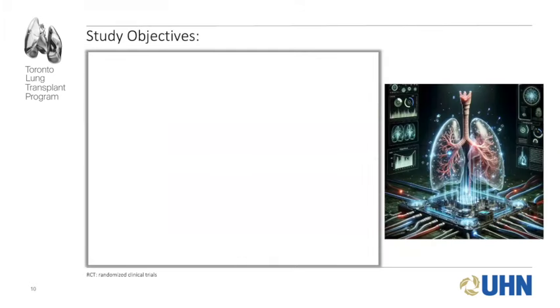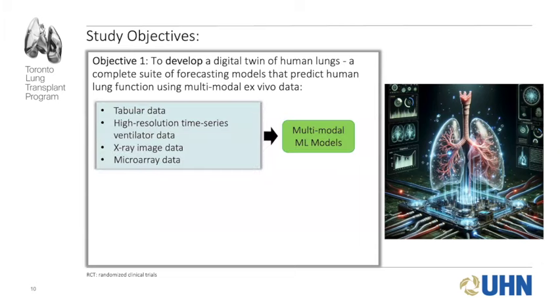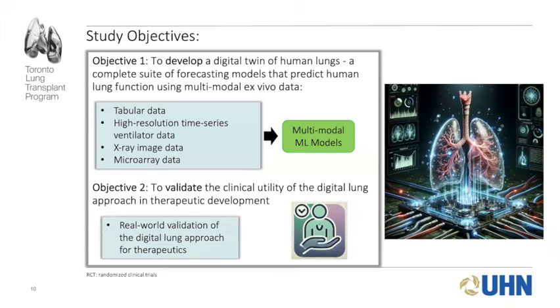So having said that, the first objective of our study is to develop a digital twin of a human lung, which is a complete suite of forecasting models that predict human lung function using multimodal ex vivo data. So by combining with multimodal machine learning, we aim to develop a model combining tabular data, high-resolution time series data, X-ray image, and microarray data. And the second objective is to validate the clinical utility of the digital twin approach in therapeutic development by doing validation using real-world data.